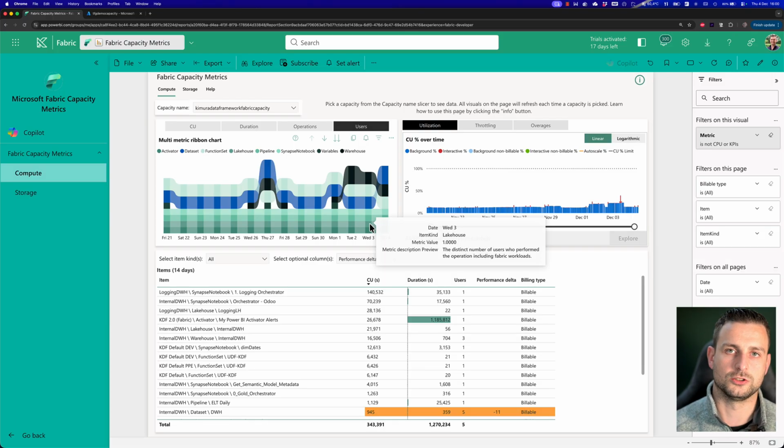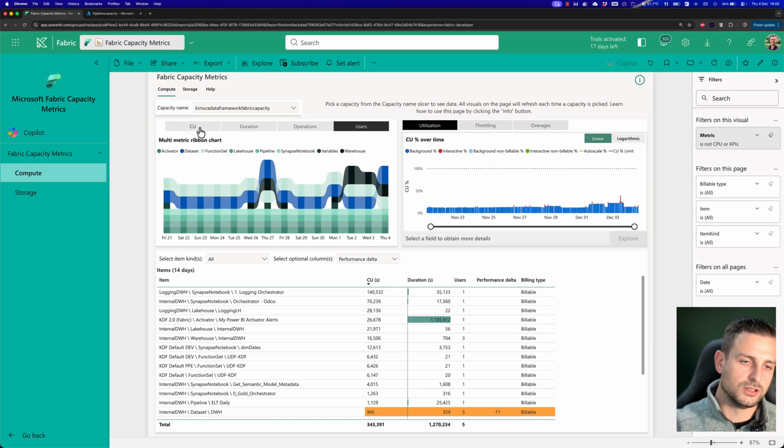But in a larger organization, it might make sense, if you have lots of usage, to look at how many users are actually working with certain workloads, because maybe a workload is generating a lot of spend, but then again, if a lot of users are happy with that and using it, then maybe it's okay if that spend is happening. So this is something that is kind of interesting to look at.